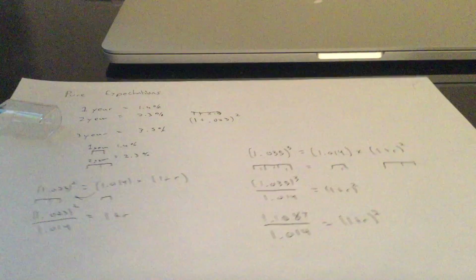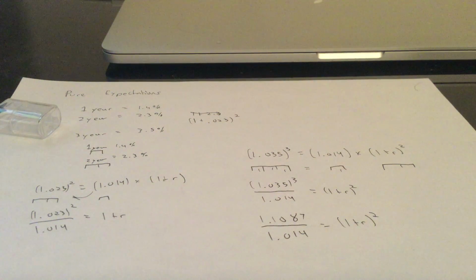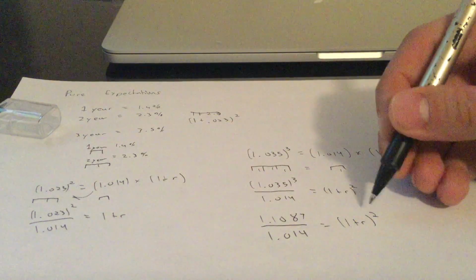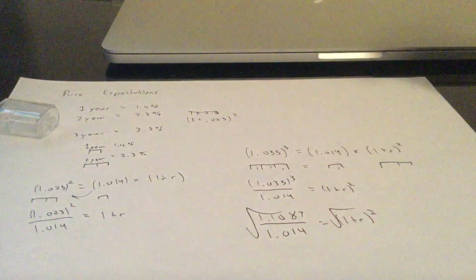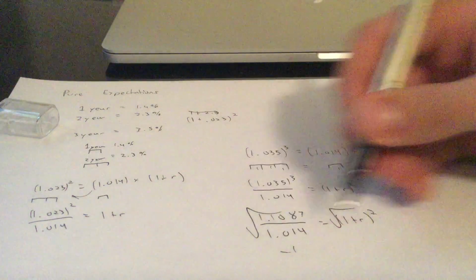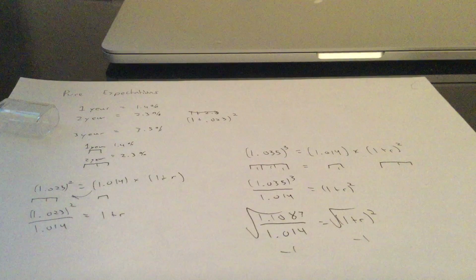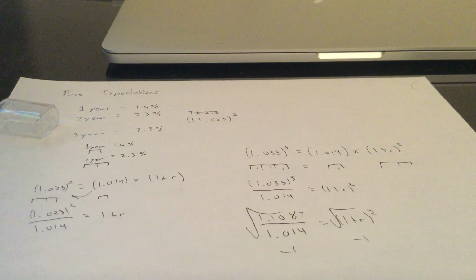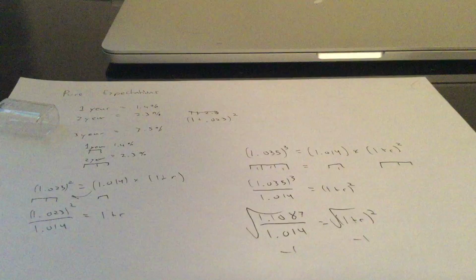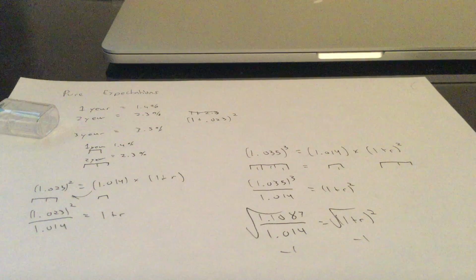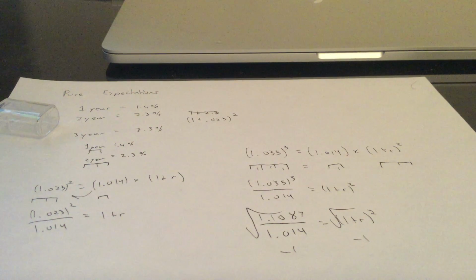So I'm going to go ahead and take the square root of both sides, and I get 1.0457. Now I'm going to go ahead and subtract 1 from each side, and I'll get r isolated. So I'm going to subtract 1, and I get 0.0457. Now, I missed a few previously because I didn't take things far enough past the decimal point.